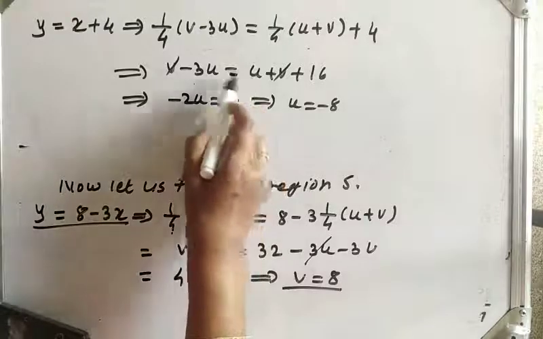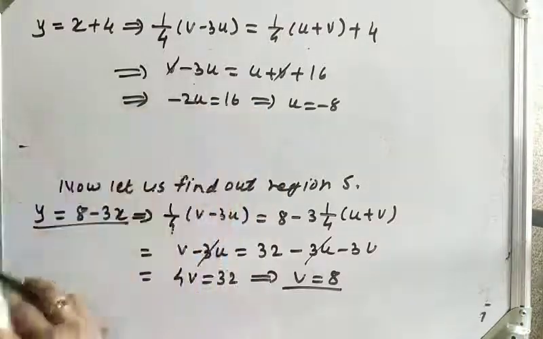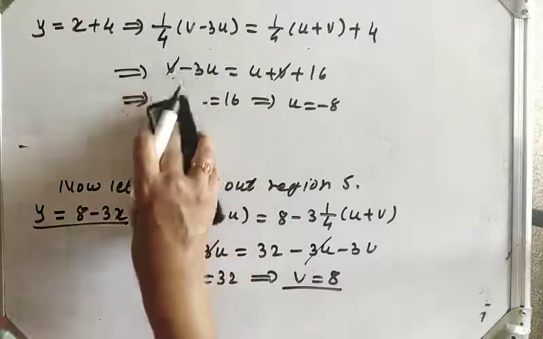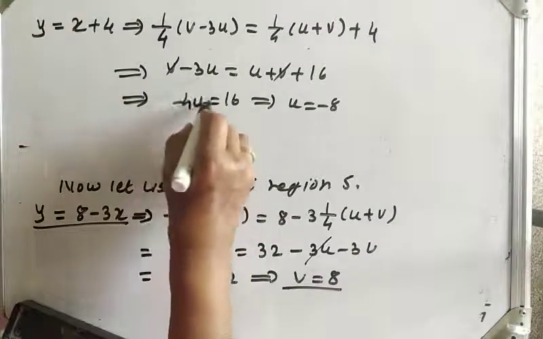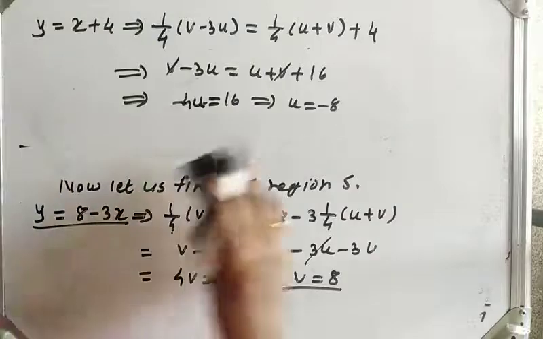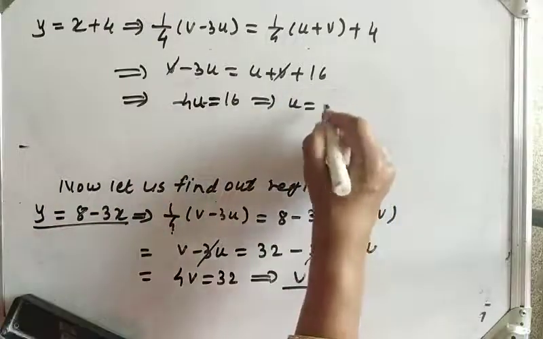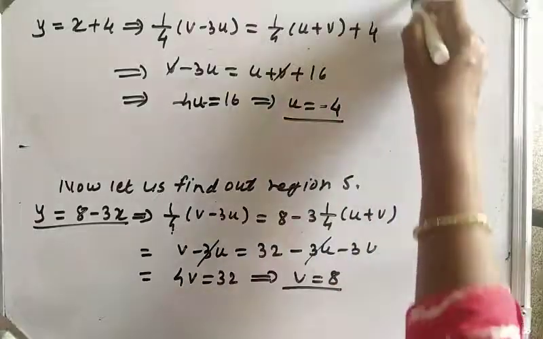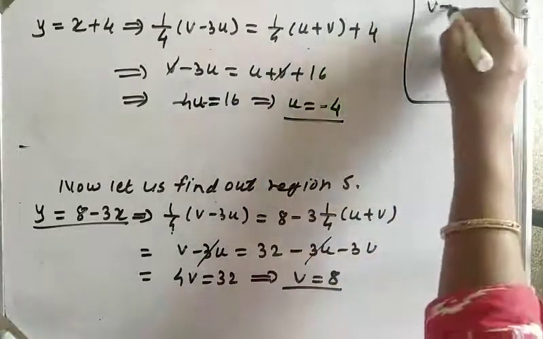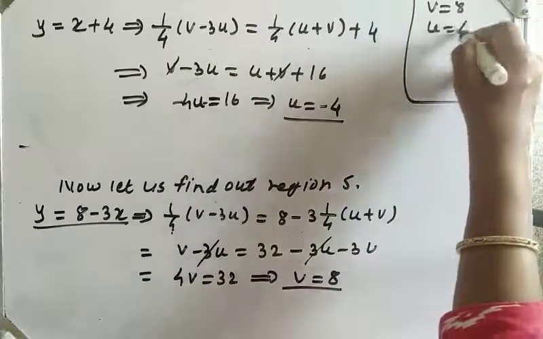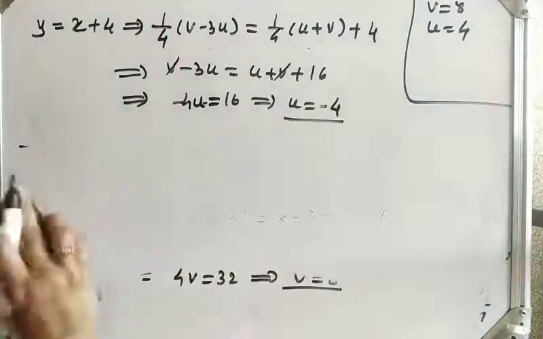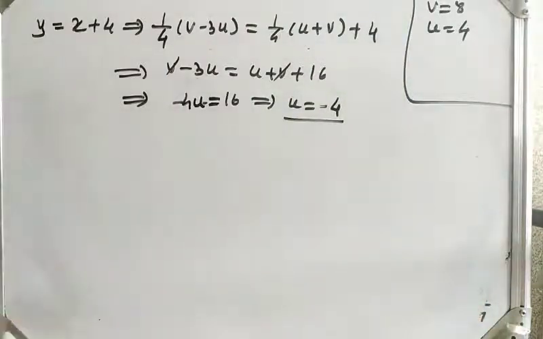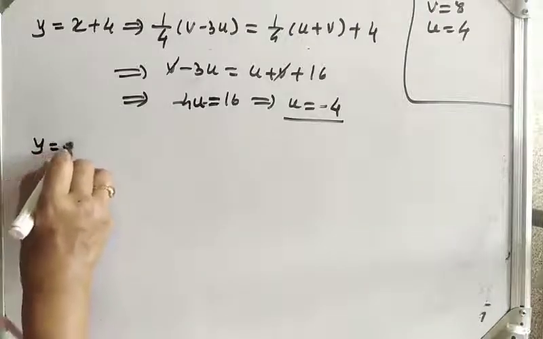If this u is shifted to the left hand side, that will be minus u. So minus 3u minus u will be minus 4u is equal to 16. From this, u will be minus 4. Okay, u is minus 4. Then I am writing these points here. Then the next equation of line in region R is y is equal to minus 3x.